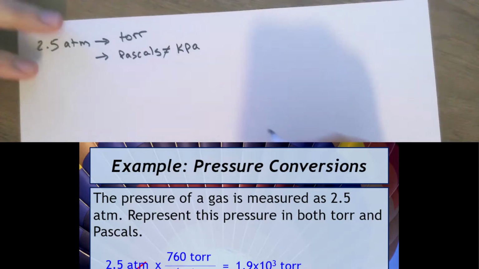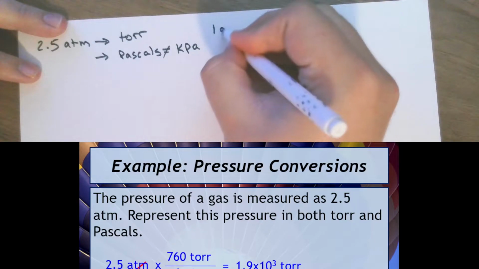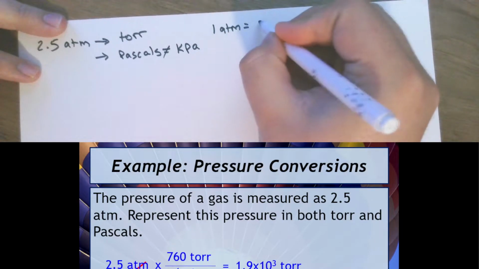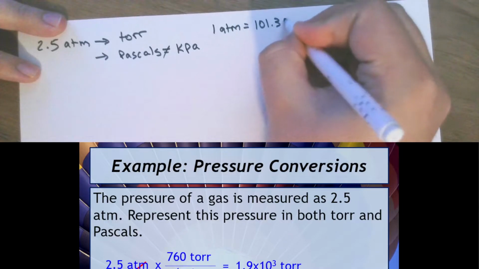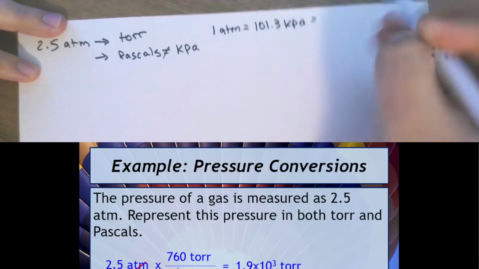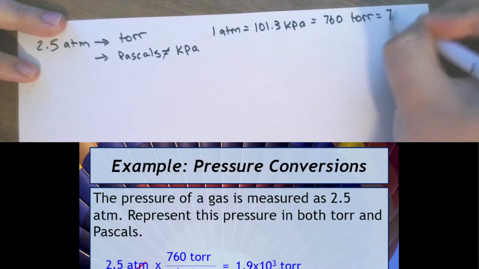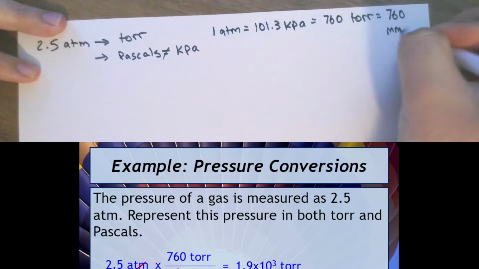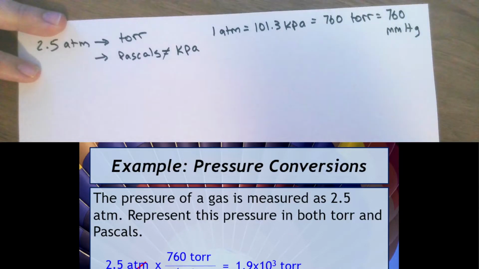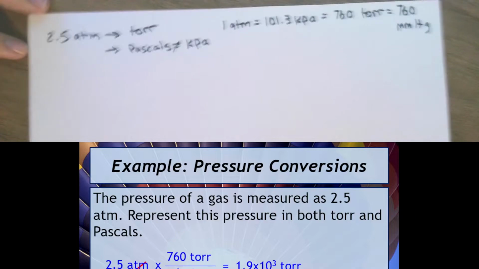On the last slide, we said to convert between these, 1 ATM is equal to 101.3 kPa, which is equal to 760 torr, which is equal to 760 mmHg, millimeters of mercury. You don't have to memorize these values. They're given to you exactly like this on your AP Chem formula sheet. So as long as you know what the units are, you don't have to memorize the numbers.